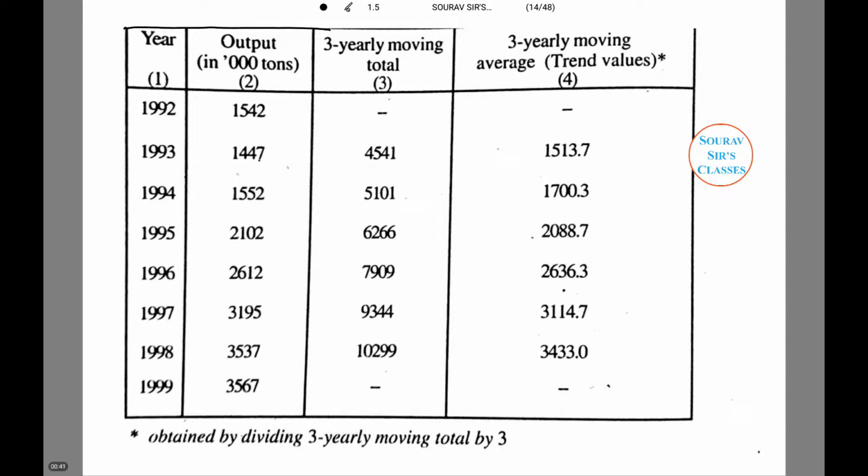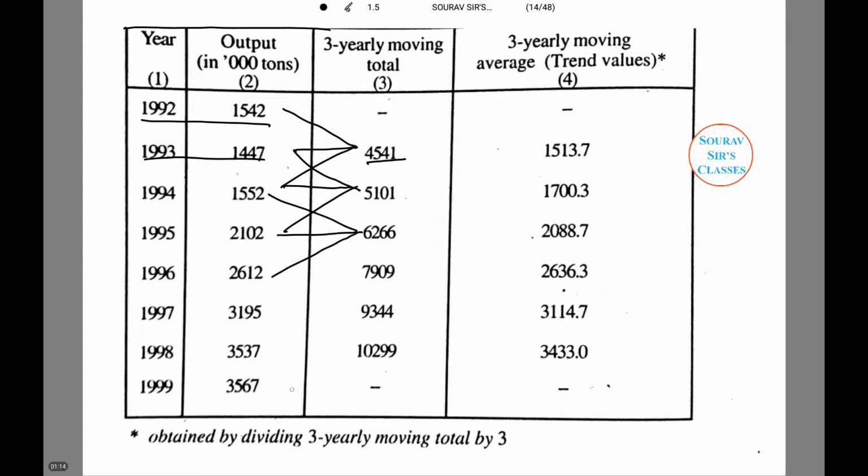This is how the table will look. Now I'll explain how I have obtained this. First, the 3-year moving total. 4531 is obtained by adding these three values. Similarly, 5101 is obtained by adding the next three values. Notice we don't take 1992 values in the next one. Similarly, we'll be leaving 1993 for 6226, this one, and 2612.